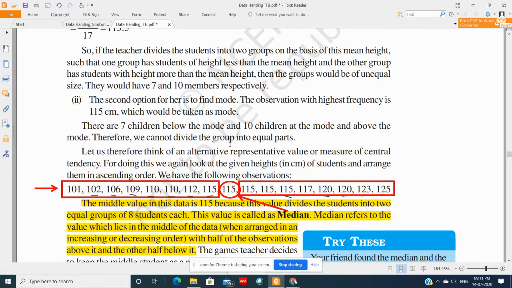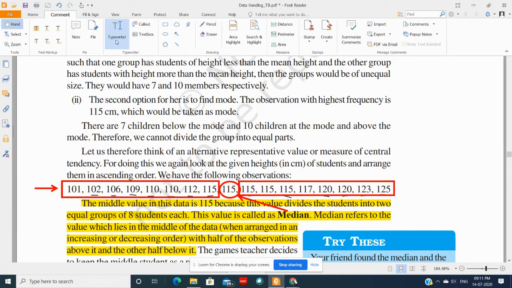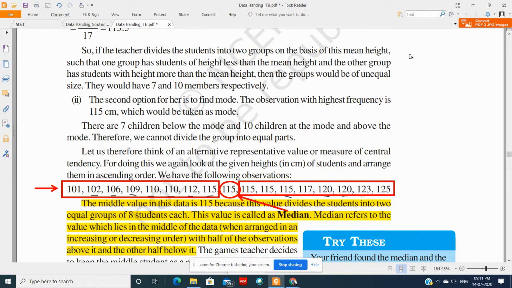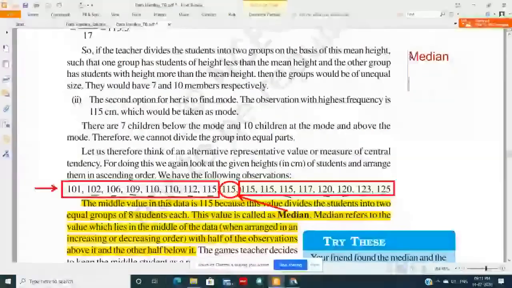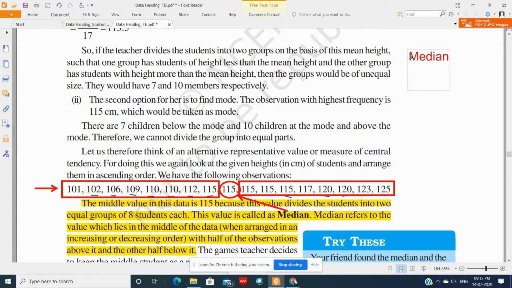Now, as I said, if the number of observations is small, it's very easy to find the median. But what if the number of observations is much larger? First of all, when you want to find the median, either you are given even data or odd data. So either you have odd or even data, right?